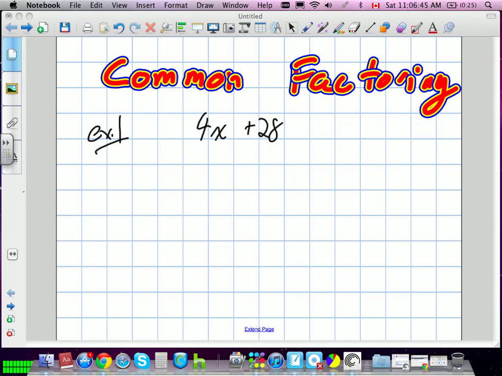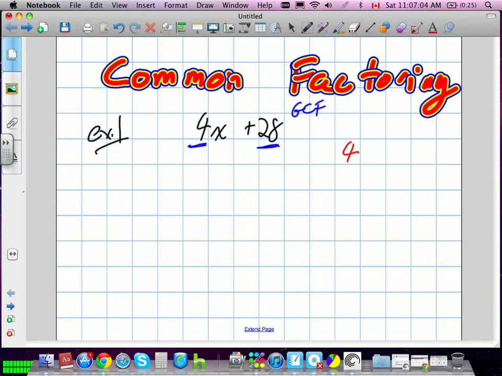Okay, so we're going to go over common factoring. We have our first example here, 4x plus 28. When you're looking for common factoring, you're usually looking for the greatest common factor, right? So your GCF. One way to do it is to take your terms or your coefficients and look for a common factor between the two of them.